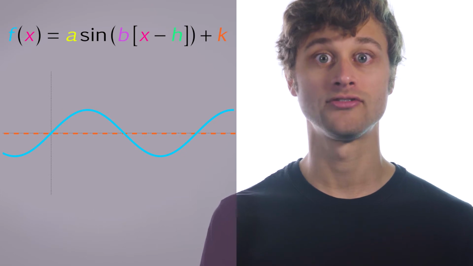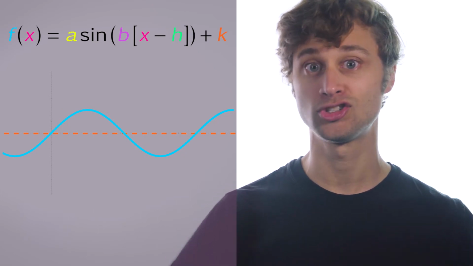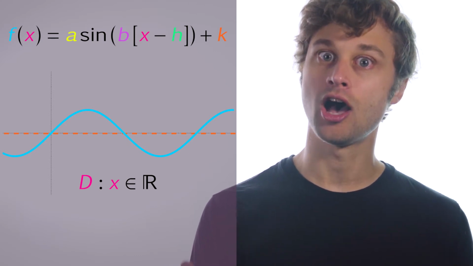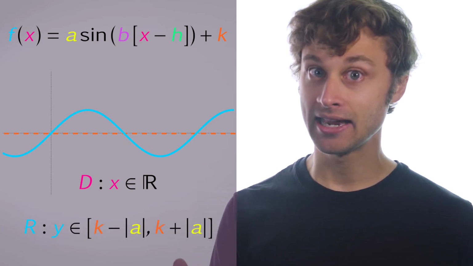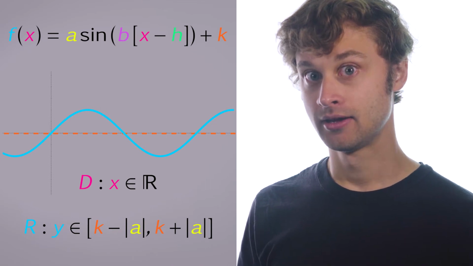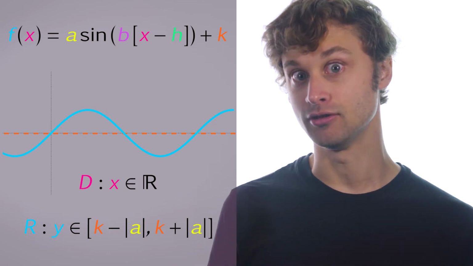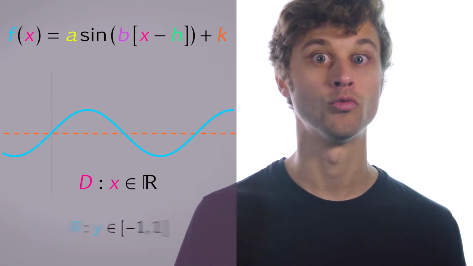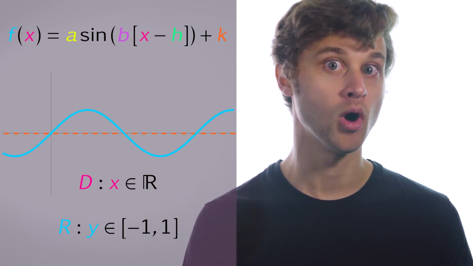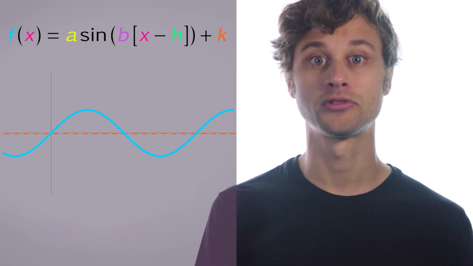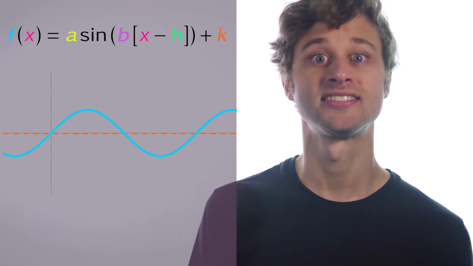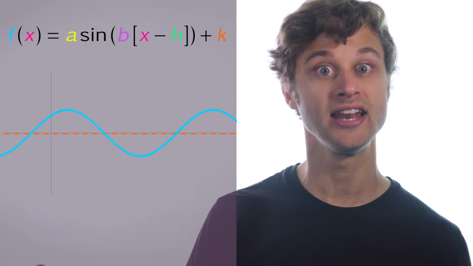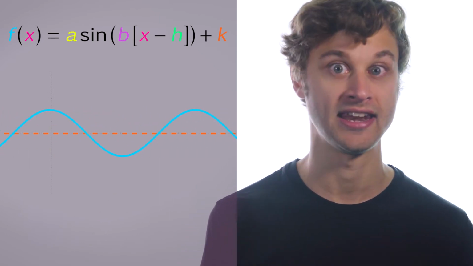Defining the domain and range of sine and cosine, the domain of sine and cosine is just all real numbers. I can plug anything into these functions. And the range of each of these functions is k minus the absolute value of a to k plus the absolute value of a. For our parent sine and cosine functions, this is equivalent to a range of -1 to 1, both inclusive. The end behavior for both these functions is actually undefined. Since they oscillate between -1 and 1 infinitely, they never get to any specific value at infinity or at -infinity.